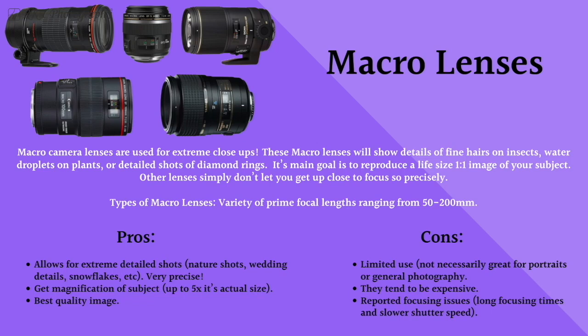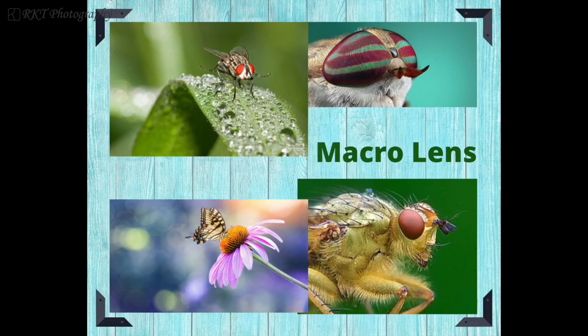Let's talk about some of the limitations. They have limited use, not necessarily great for portraits or general photography. Second, they tend to be very expensive. Third, they are reported to have some focusing issues, long focusing times and slow shutter speeds. Macro lenses create a different world altogether, which we can't see with our naked eyes. So you can see these images. These are very precise images captured with macro lenses.